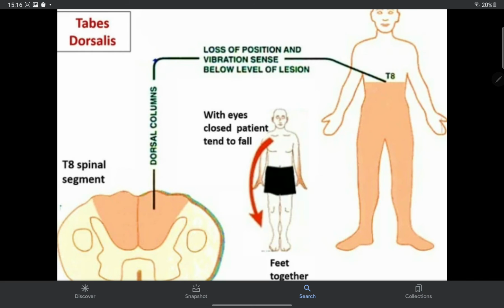One applied aspect I have to discuss here is tabes dorsalis. It is found in syphilis. In syphilis, the dorsal column tract is affected, so there is loss of position and vibration sense. This loss of position sense can be compensated by visual stimuli. So when the patient is asked to close his eyes, he tends to fall. This sign is called the Romberg sign.